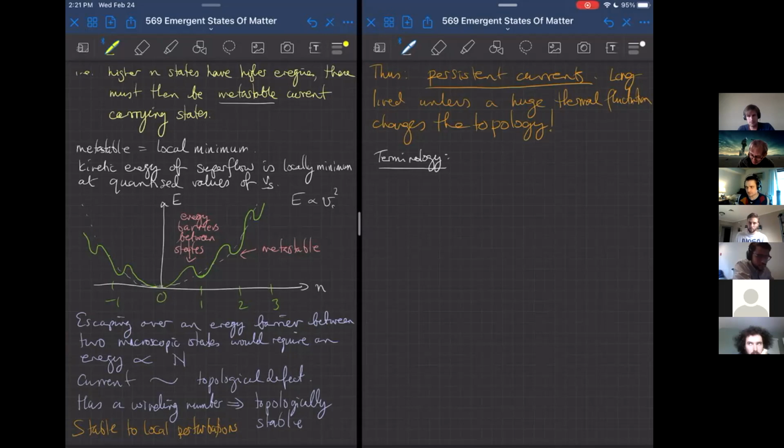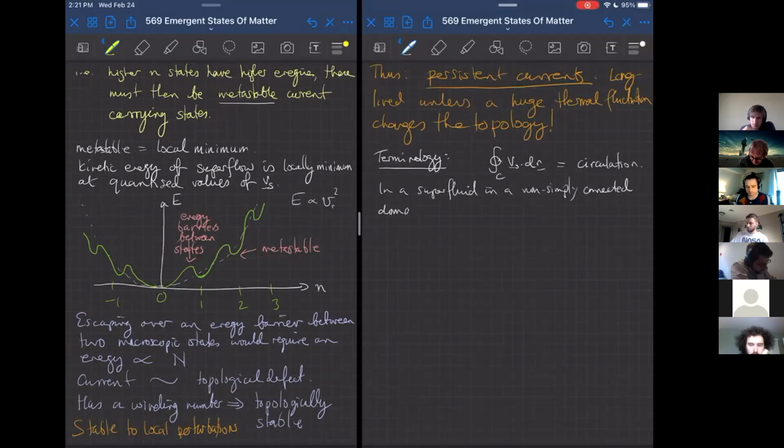So the terminology. When we talk about this line integral of the superfluid velocity around this curve, this is just like computing a topological invariant. It's like computing the Burgers vector around a dislocation. And this thing has a name, it's known as the circulation. So the correct statement is that in a superfluid, in a non-simply connected domain, the circulation is quantized.